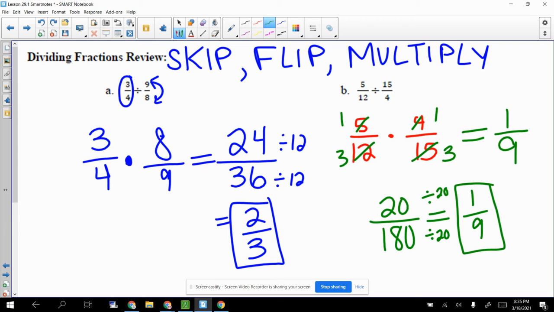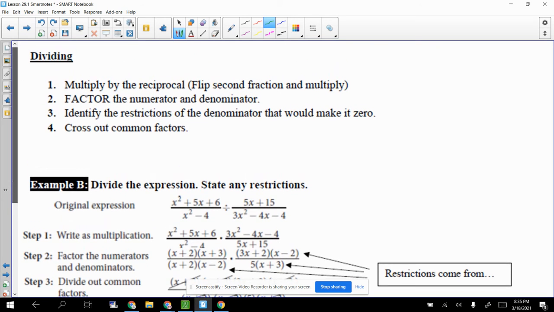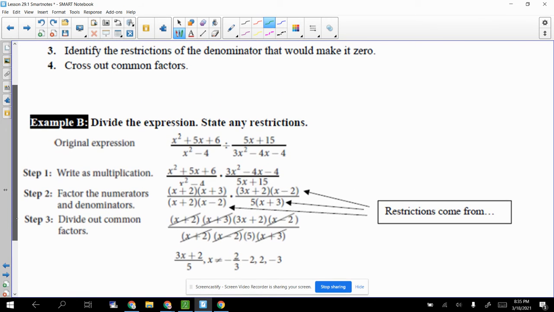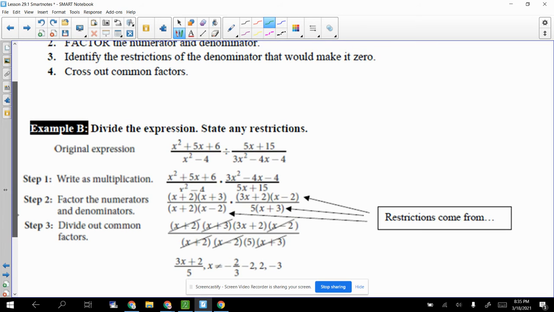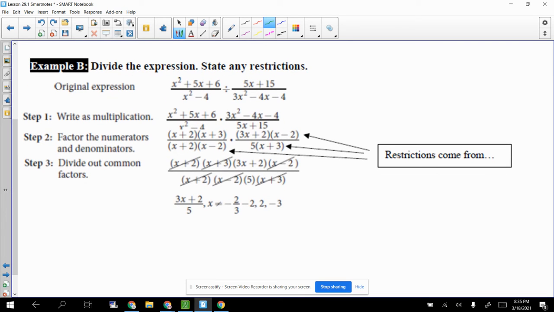So now let's look at how we divide rational functions, okay? So you're still gonna skip, flip, multiply, just like I said. You're still gonna factor the numerator and denominators. You're still gonna identify the restrictions of the denominators, and you're still gonna cross out common factors. The only difference now is that because we skip, flip, multiply, your restrictions can actually come from both denominators and the original numerator because we flip this one. So there's going to be a few more restrictions, okay?